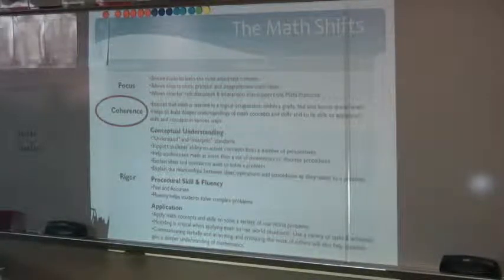But the coherence piece is really looking at the logical progression, making sure that students have the skills necessary to be mathematically proficient as they move through each grade level. So it's just really that bridge to get them to think at a higher level.